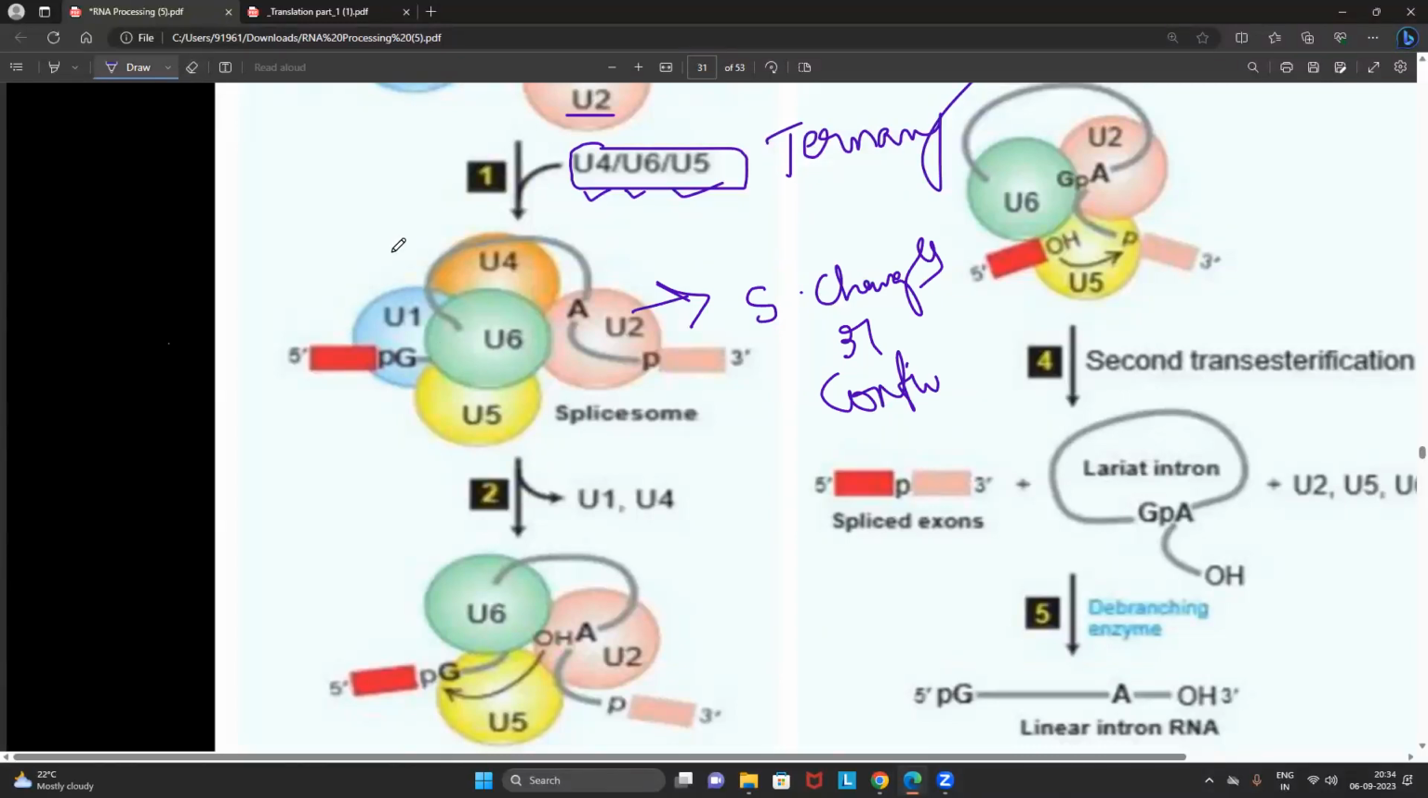Because of the structural or conformational changes, look into this. U1 is getting released out. At the same time, friends, U4 is also getting dissociated. U1 dissociated and U4 also dissociated.